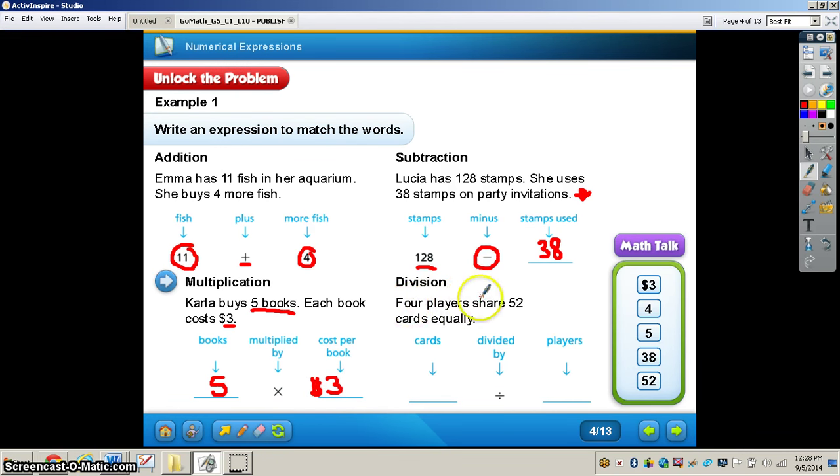And division: 4 players share 52 cards equally. So 52 cards divided by. Why is it divided by? Because they're sharing equally amongst 4 players. So 52 divided by 4. So you can see what an addition, subtraction, multiplication, and division numerical expression all look like. If you're ever confused about what operation you're going to use, you can come back to this part of the video and see some really good concrete examples.